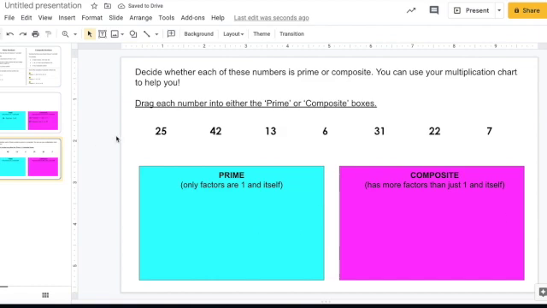So try and decide whether each of these numbers belongs in the prime box, meaning it only has factors of 1 and itself, or the composite box, meaning that it has more than just those 2 factors.